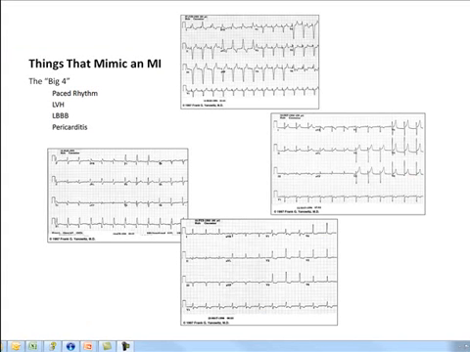Because not all ST elevation is indicative of an MI, we must know those ST abnormalities that do mimic an MI. For the sake of easy recall, we have narrowed it down to the big four. They are paced rhythms, LVH, left bundle branch blocks, and pericarditis. A fifth mimicker that is less common is early repolarization, but more about that later.